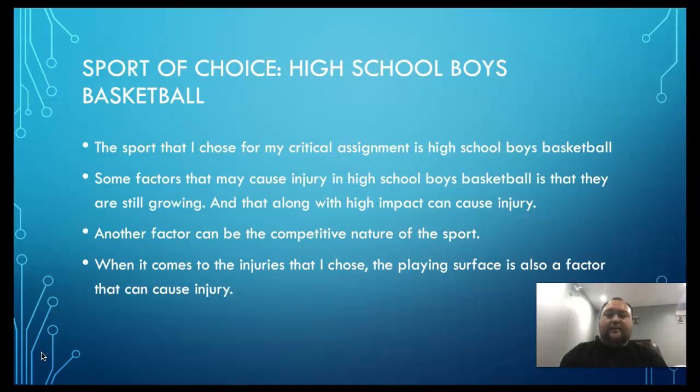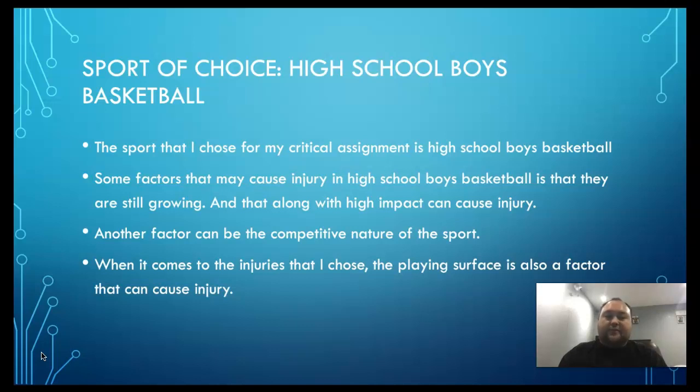Some factors that may cause injury in high school boys basketball is that they're still growing. And along with that, high impact can cause a lot of injury. As you know, in basketball, it's a lot of jumping, it's a lot of movement. So with growing boys, it can be easy to cause injury. Another factor is just the competitive nature of the sport. When you have high school boys who are being competitive, there's bound to be injuries.